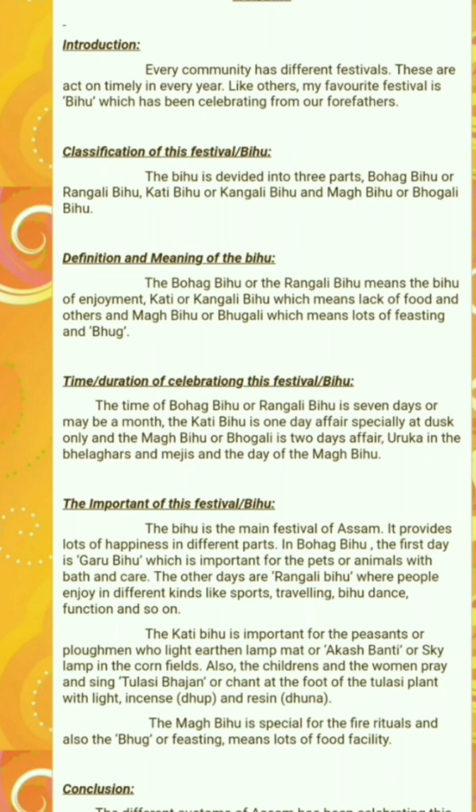Time duration of celebration of this festival. The time of Bohag Bihu or Rongali Bihu is 7 days or maybe a month. The Kati Bihu is 1 day, and Magh Bihu or Bhogali Bihu is 2 days, with the Uruka, the Bhelaghars and the Mezis on the days of the Magh Bihu.